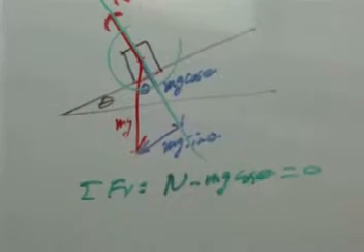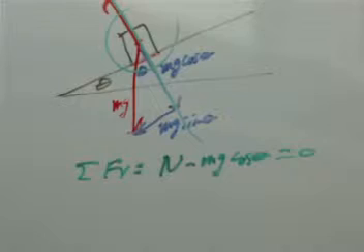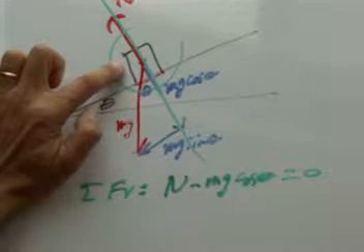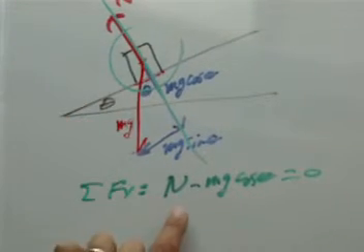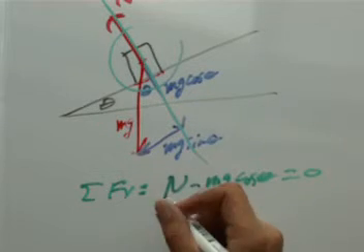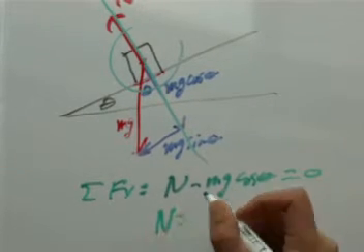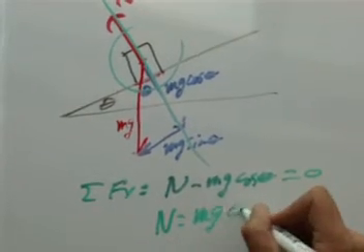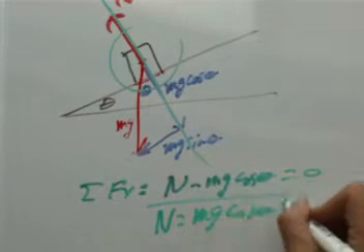Now, without doing any guessing, I've just hypothesized that this block never lifts off the surface and never digs down into it. This must be true here. So if I just solve this algebraically, I'll get that the normal force is mg times the cosine of theta. And there you go.